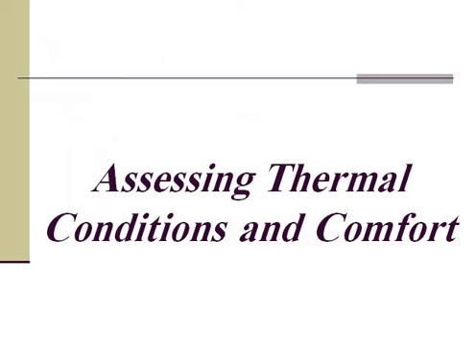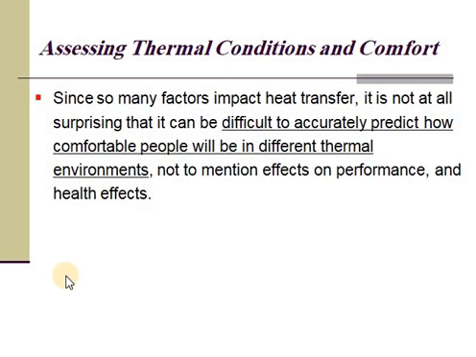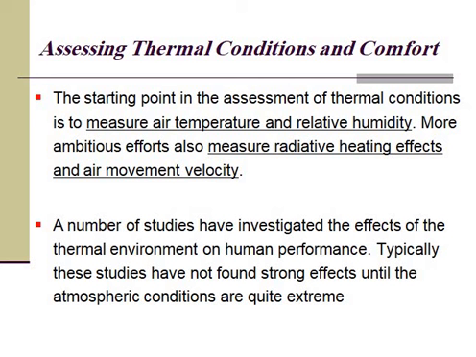Now, the last part of this lecture is about assessing thermal conditions and comfort. There are 7 factors that impact heat exchange between the human body and the environment, which are air temperature, air humidity, air movement velocity, radiative heating, exertion level, or the force exerted by the person, clothing, and the duration of exposure to heat or cold temperature. And since we have so many factors that impact heat transfer, it is difficult to predict how comfortable people will be in different thermal environments. So the starting point in the assessment of thermal conditions is to measure air temperature and humidity. Also measure radiative heating effects and air movement velocity.